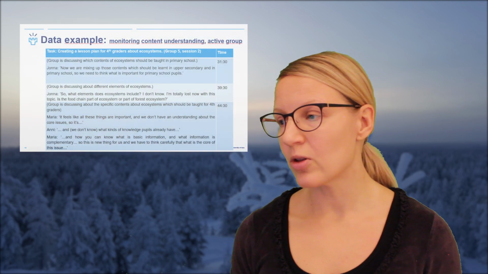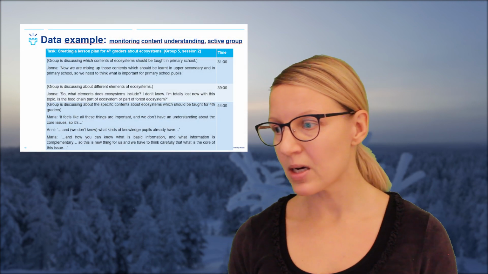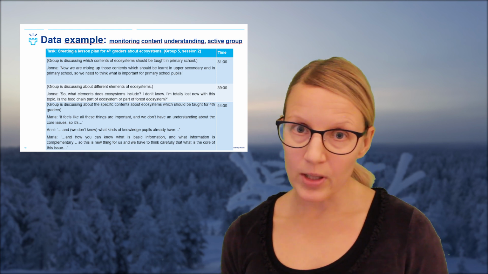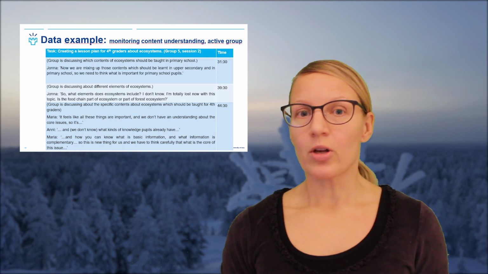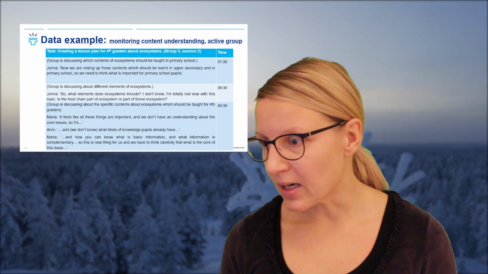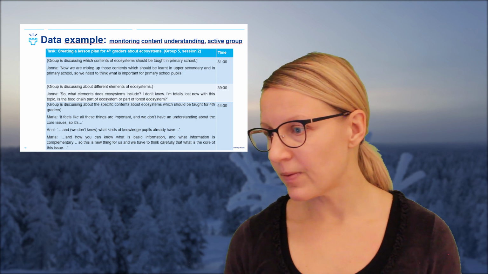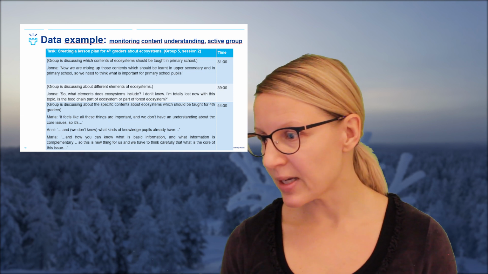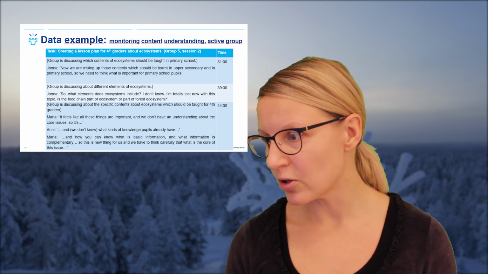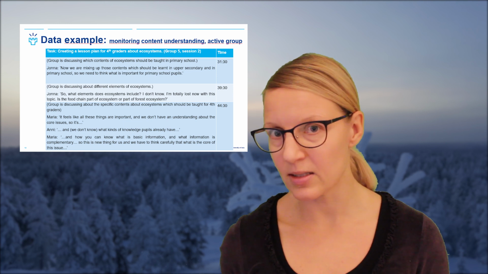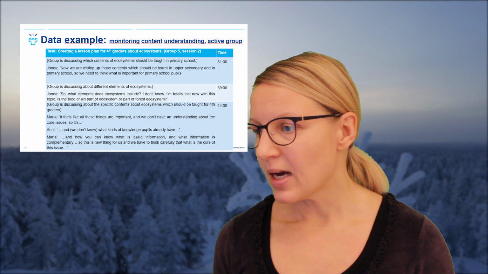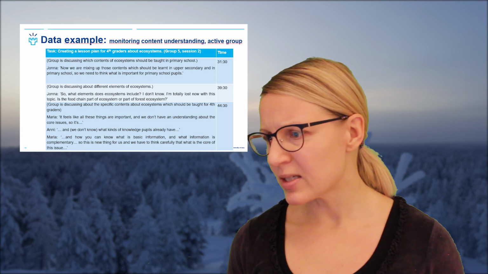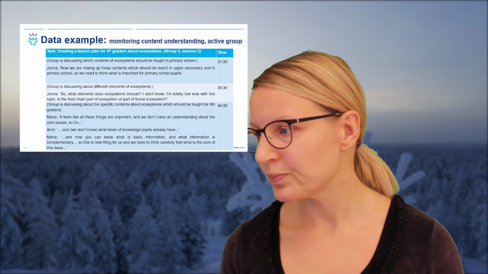Another data example describes how the most passive group, who had the same task, monitored the task difficulty during the class. This is a situation where the group members were getting familiar with textbooks concerning the issues at hand, the ecosystems. And Hanna is saying, why does this feel so difficult now?